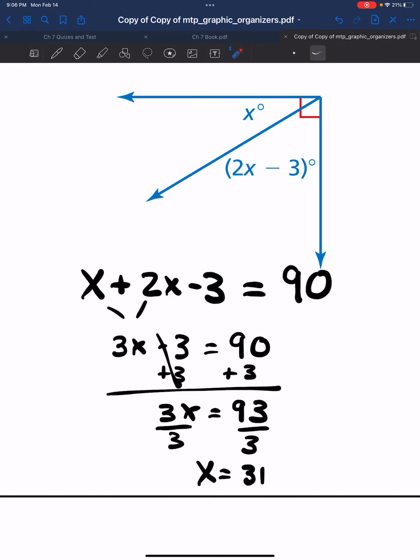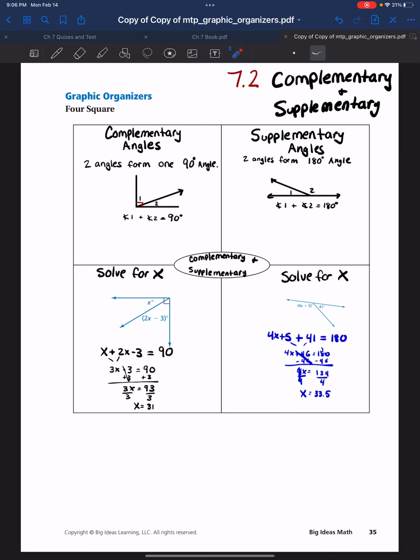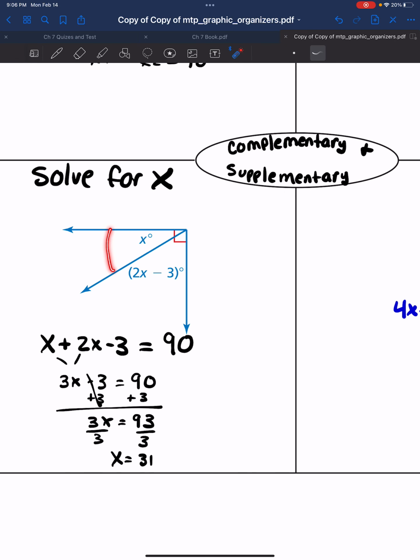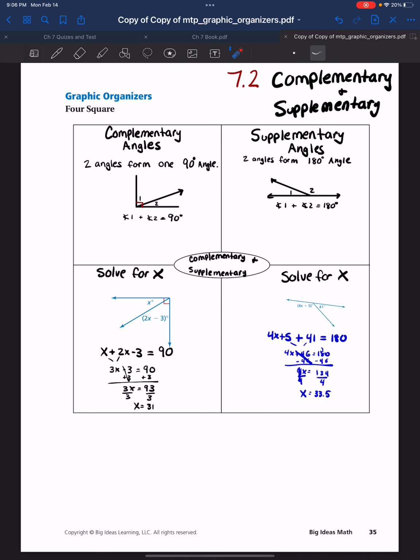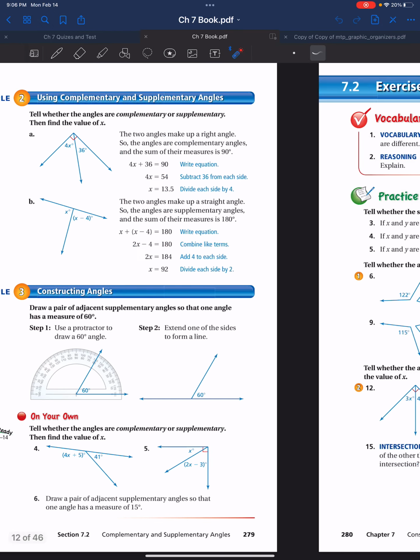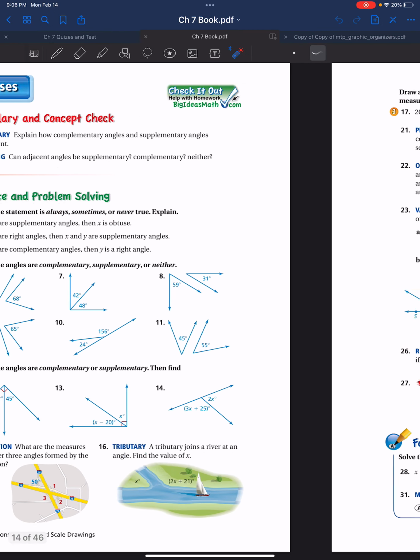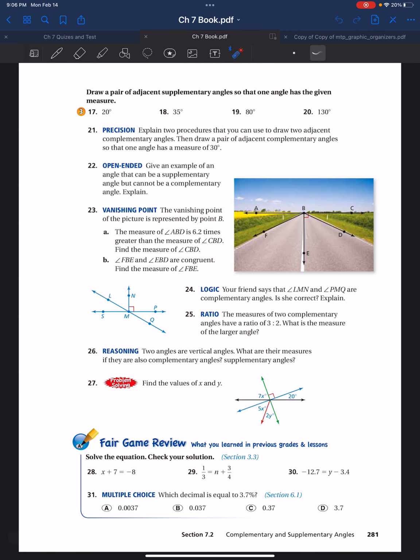Ooh, yay, perfect. Okay, so here's the big thing you need to get out of this section. You need to know that complementary means two angles come together and form a 90-degree angle. You need to know that supplementary means two angles come together and form a 180-degree line, okay? And then you can use that valuable information to solve for unknown angles, just like we did here and just like we did here. All right, guys, that is all the notes for 7.2. But you know, I want to give you an exit ticket, and I want to kind of go over your bell ringer just a little bit.